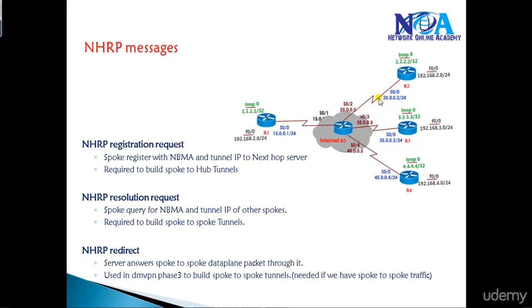Now these are the 3 different messages used by NHRP to provide information. Every spoke has to register their own information with the server, and then every spoke is going to send a query to the server for reaching the other spokes, and then finally NHRP redirect is answered by the server about the shortest path information from spoke to spoke.